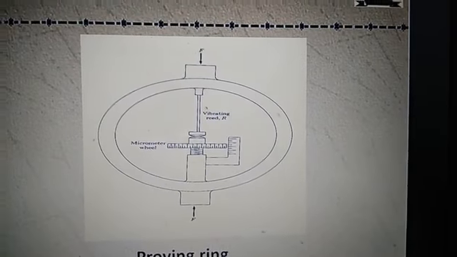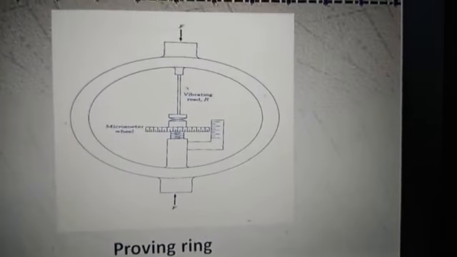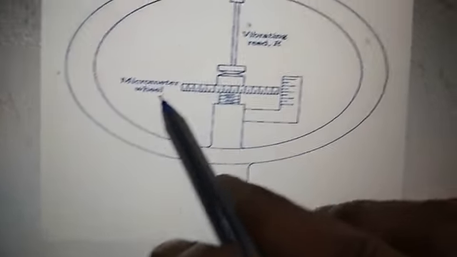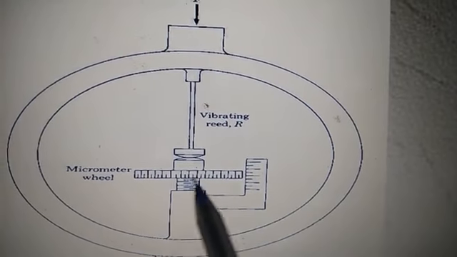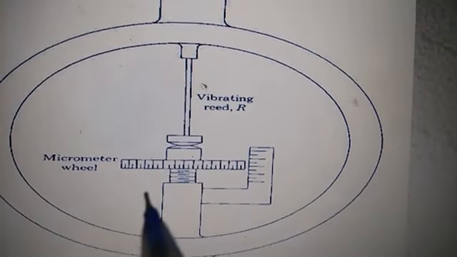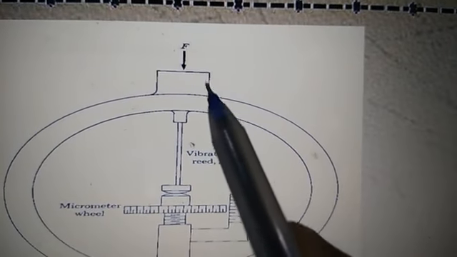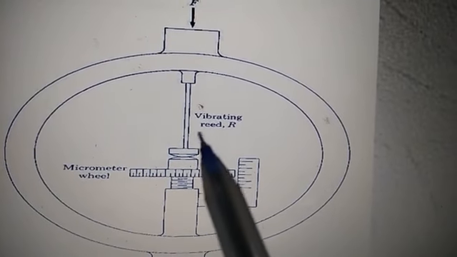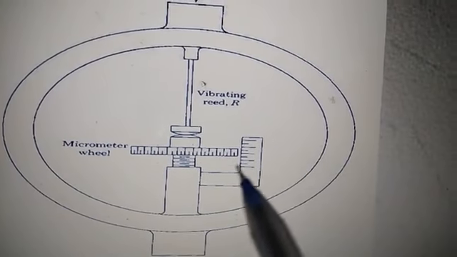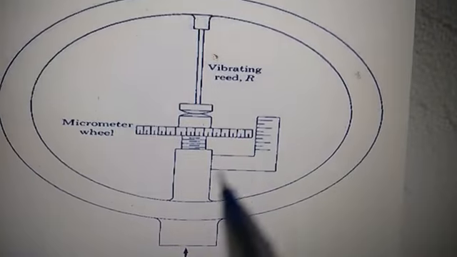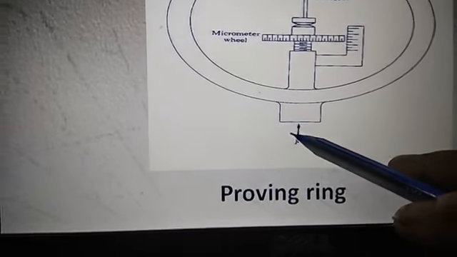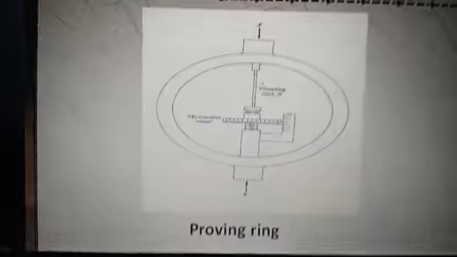This is another method called the proving ring method. You can see this. This is the micrometer wheel, and this is a vibrating reed, and the force is applied here. So when force is applied, there will be a movement of this vibrating reed, and according to this vibrating reed, there will be a movement of this micrometer wheel. And as this micrometer wheel moves, you will get the reading on this meter. So you can apply the force from this side and this side. This is called the proving ring method.